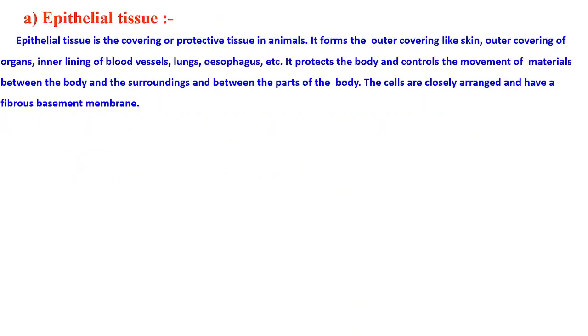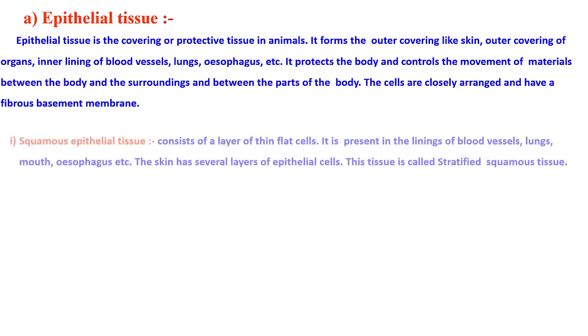First one is your epithelial tissue. Your epithelial tissue, it is the covering or the protective tissue in animals. It forms the outer covering like skin, outer covering of organs, inner lining of blood vessels, etc. Means whatever the outer covering, एक तरह से कह लो कि एक कपड़े का परत है for all these things. So they are your epithelial tissue.